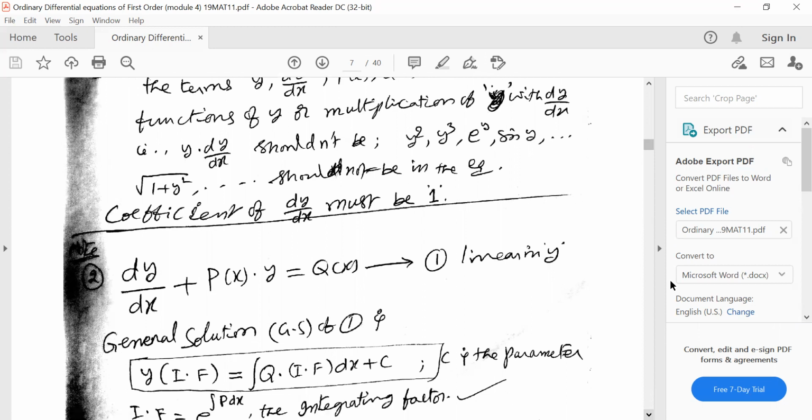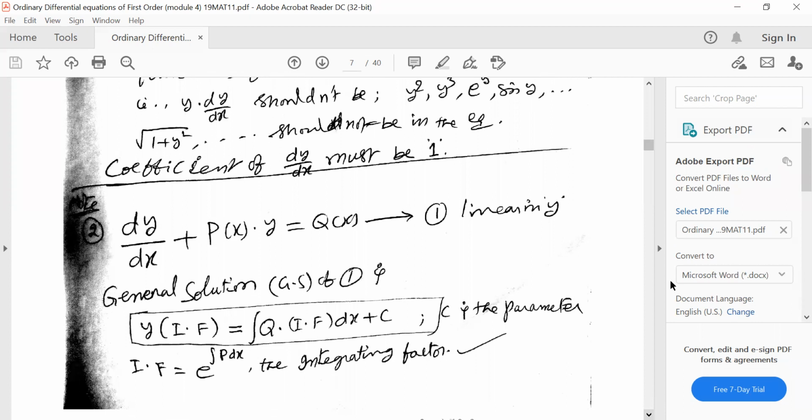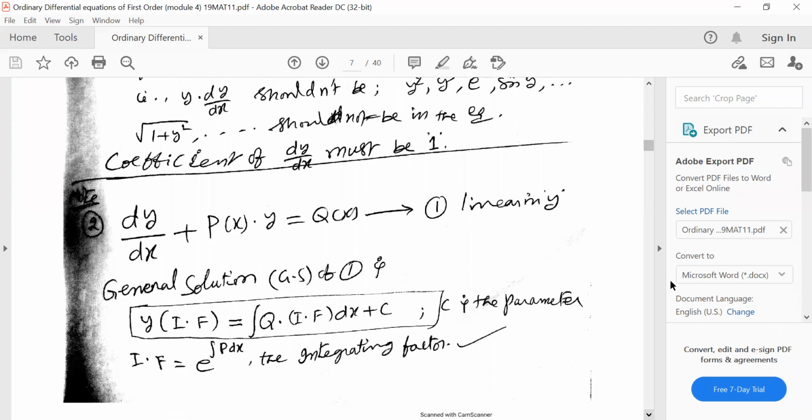Now it's very simple to write the solution. It's only 2 steps. The first step is we will write the integrating factor.